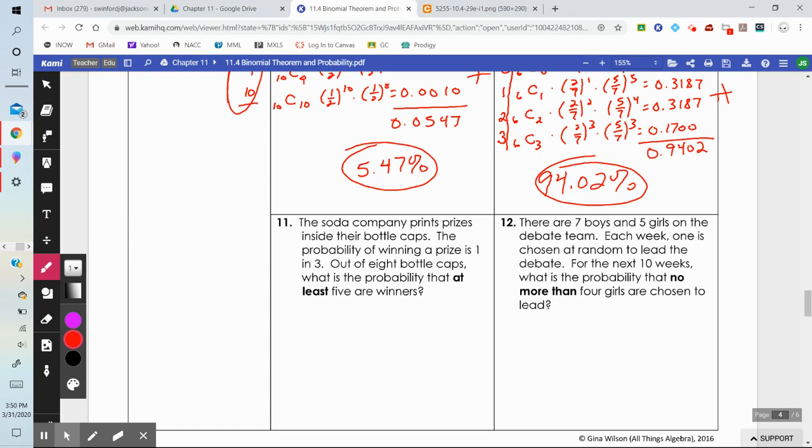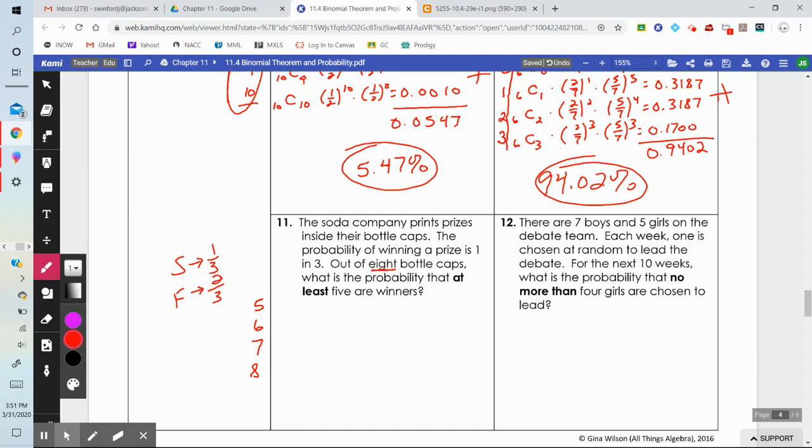So that means at least 5. We might have 5 winners, 6 winners, 7 winners, or 8 winners, because we're choosing out of the 8 bottle caps. So the probability of success is a 1 in 3 chance. Therefore failure, 2 out of the other 3, are going to fail.